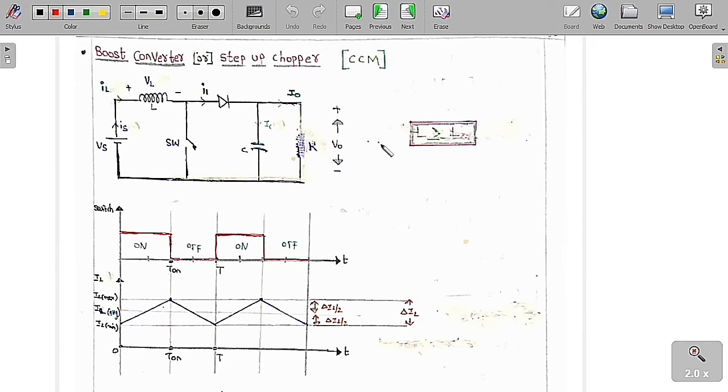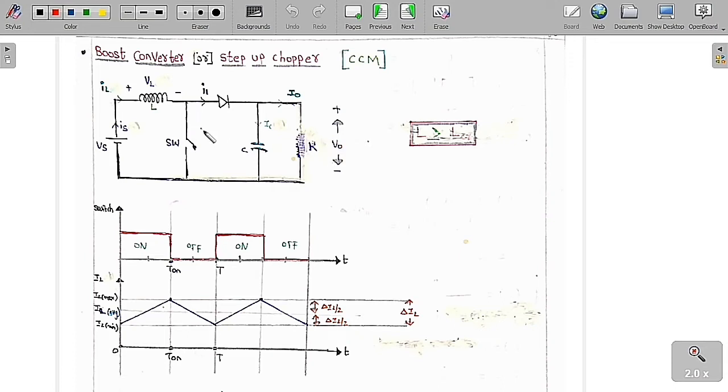Now we are going to discuss the boost converter. The boost converter is also called the step up converter or the step up chopper. Basically we are going to learn about the continuous conduction mode. It means whatever inductor we have taken is greater than the critical inductance, and whatever capacitance we have taken is greater than the critical capacitance. Then only continuous conduction is possible for the inductor current and also the capacitor voltage or the output voltage.